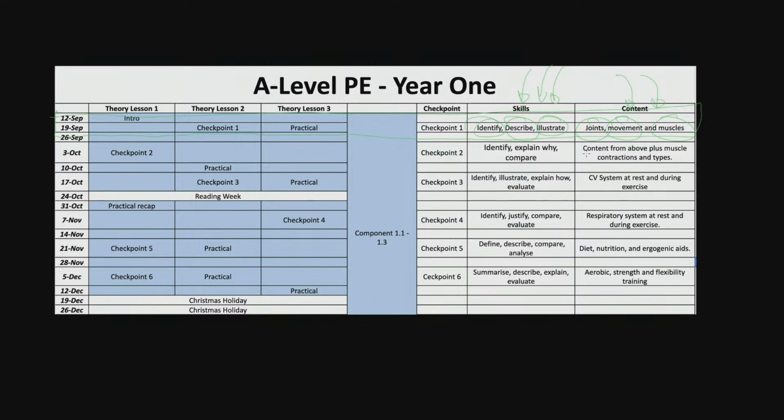If I skip to the third block of these, in this yellow structure, have a look, for example, at this little block here. We are working for 2 weeks on the identify, illustrate, explain, how, and evaluate command. Of course, evaluate being really, really critical. And we're doing that with the CV system at rest and during exercise. So clearly there, folks, we are starting to build that other regime of assessment, that other regime of skill development in there.